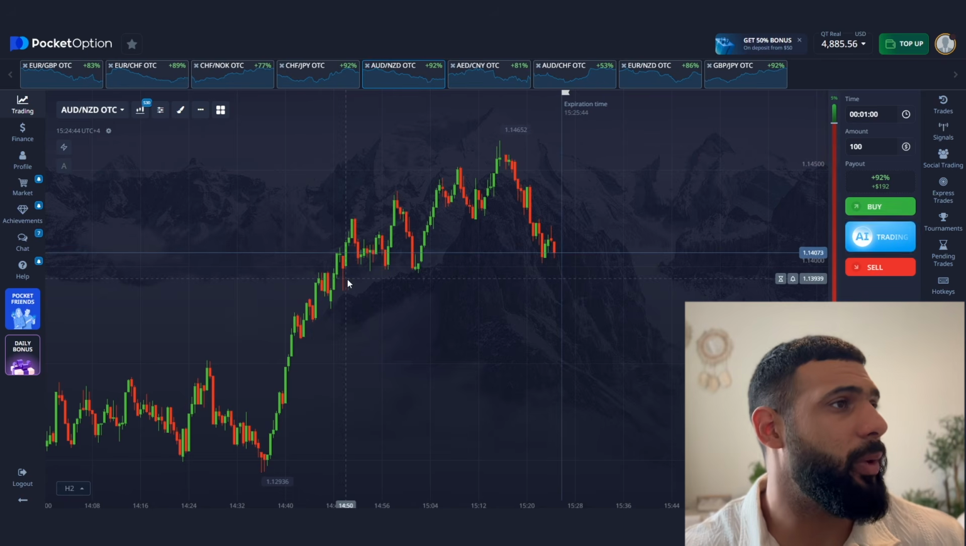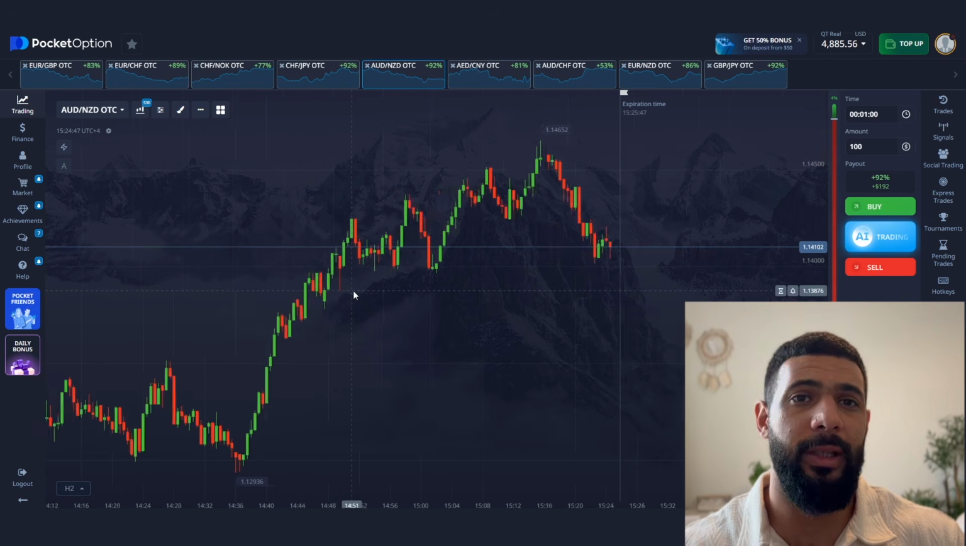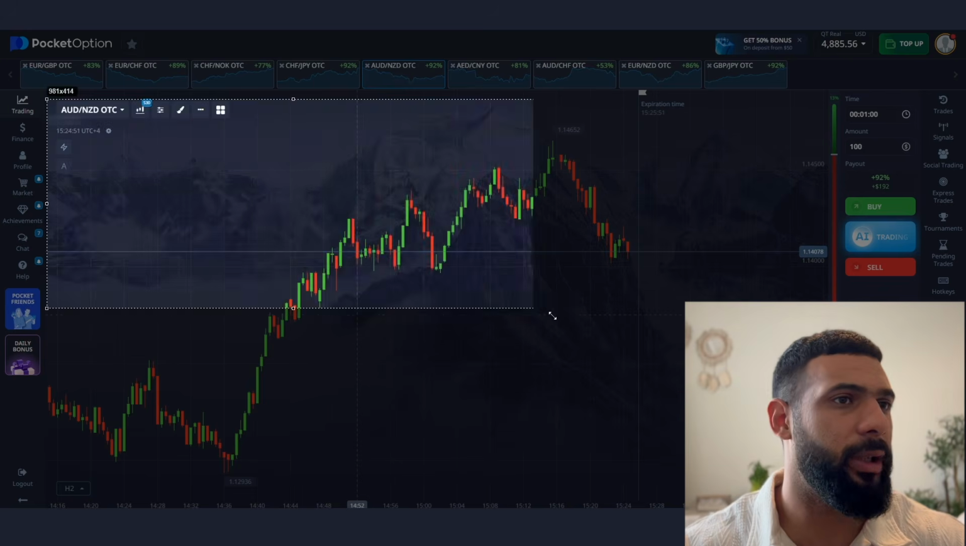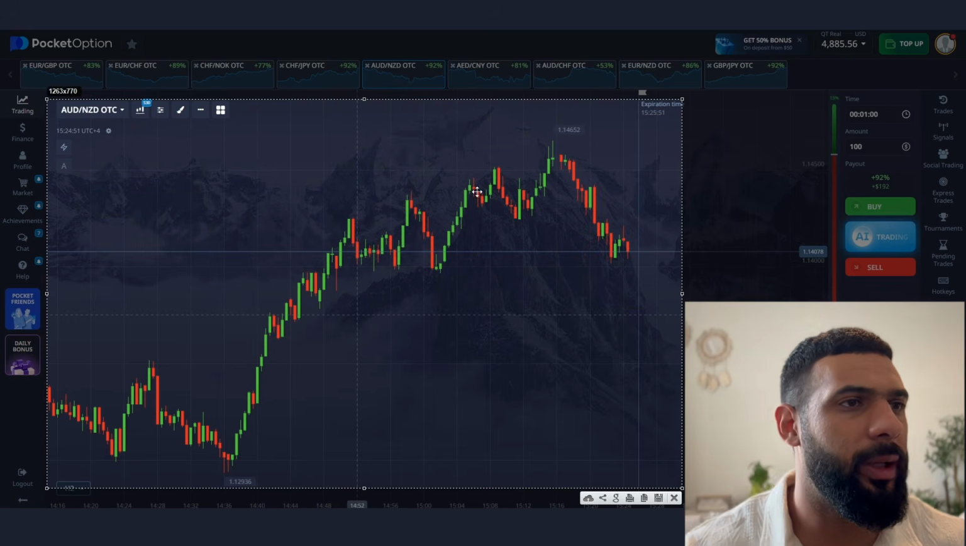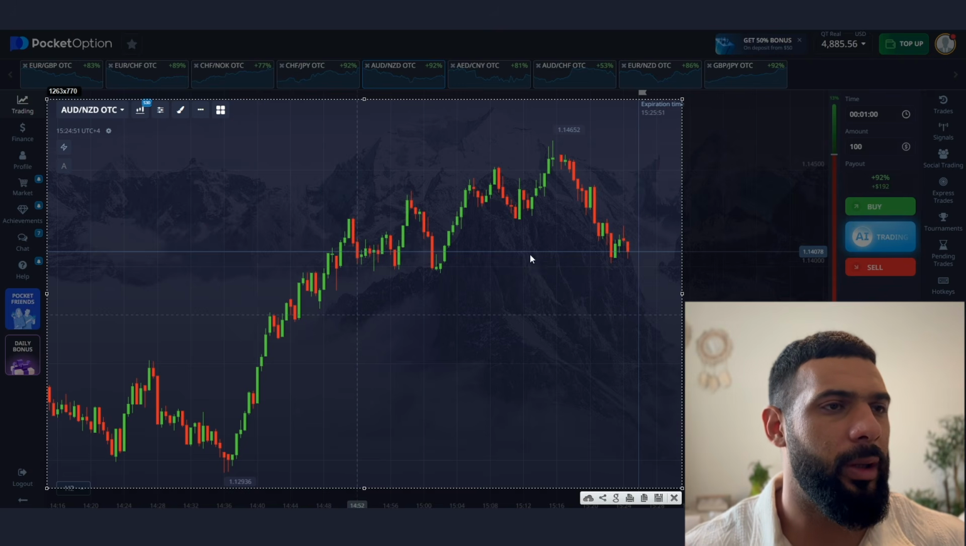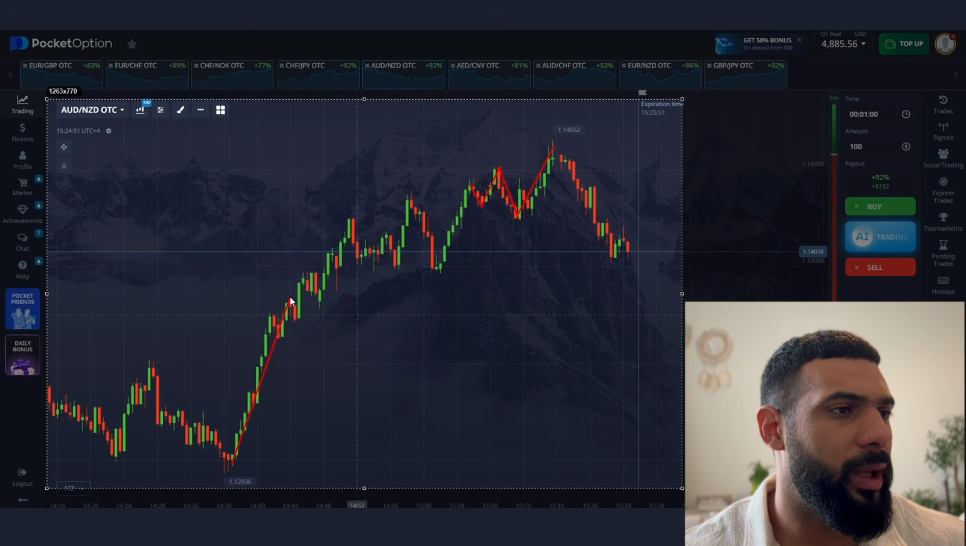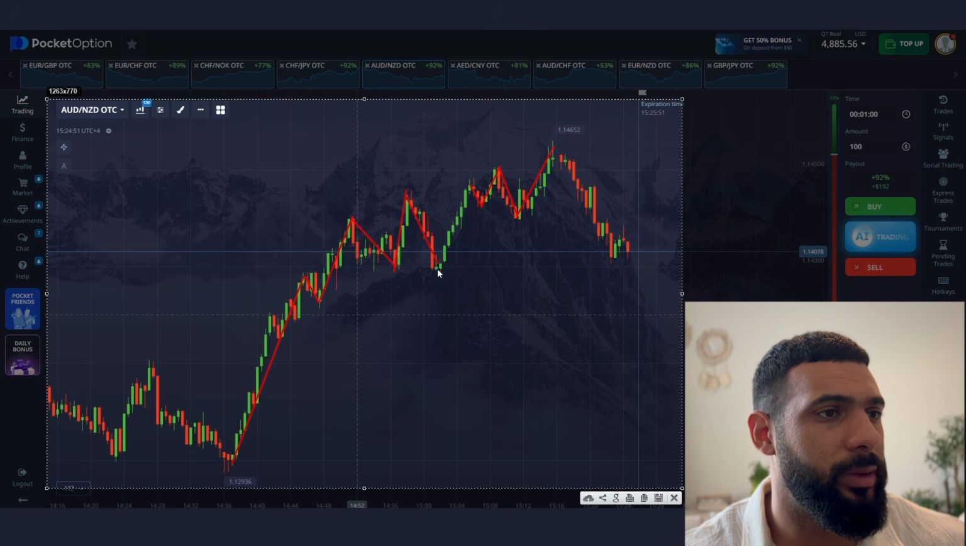Here I open the AUD NZD currency. Let's take a look at it together. We'll stop the screen and take a look if we can take it or not. So let's see. As you can see, here there was a good uptrend. The price was going up. Here they were at nearly the same points, and the price kept going up.